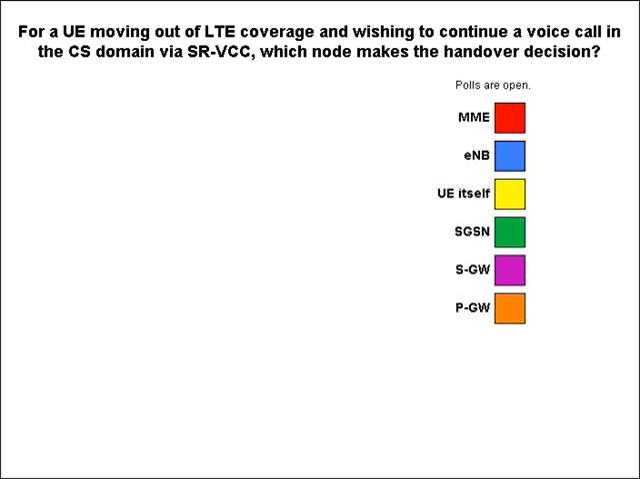Let me give you another hint. The node that makes the handover decision processes measurement reports from the UE. I will repeat my hint. The node that makes the handover decision does so by processing measurement reports received from the UE. Who processes measurement reports from the UE?